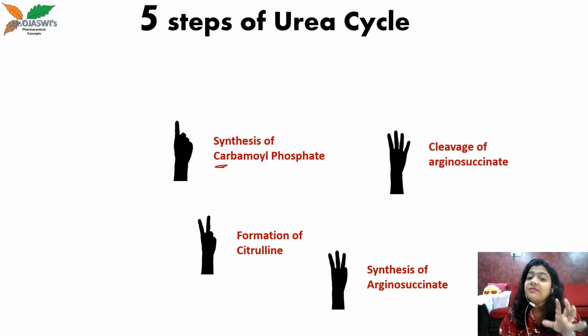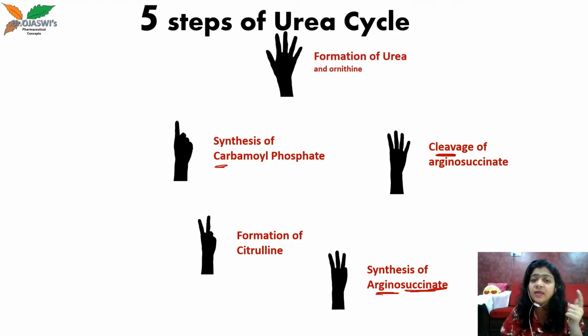The fourth step is cleavage of argininosuccinate. See, pay attention. Argininosuccinate is formed here, it is synthesized here, and now it is broken down. Cleavage means what? Breaking down. So argininosuccinate will be broken down into 2 compounds that we will see further. And the fifth step is formation of urea. Okay, so these are the 5 important steps. I have written in small letters formation of urea and ornithine because they both are formed in the last step. But the compound of our interest is urea. So the names of the 5 steps we have learned.